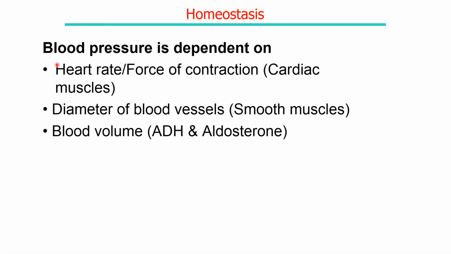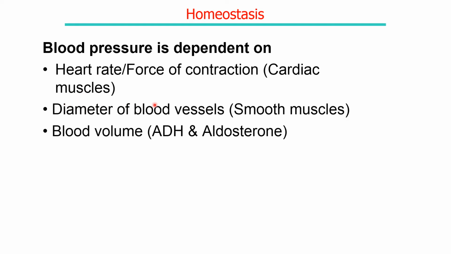Now we have an example of maintenance of homeostasis of blood pressure. We know blood pressure has a set point of 120 by 80 millimeter mercury for a human being, and blood pressure is dependent on three main factors. It is dependent on heart rate or force of contraction. We know heart rate is the frequency of heartbeat per unit time. If the frequency of heartbeat increases, then the blood pressure increases, and if the frequency of heartbeat decreases, then the blood pressure decreases. The same is true for the force of contraction.